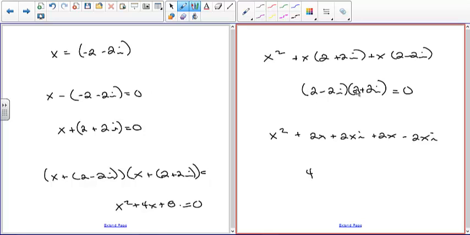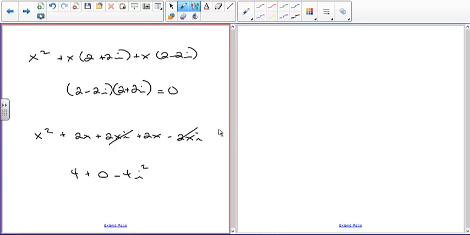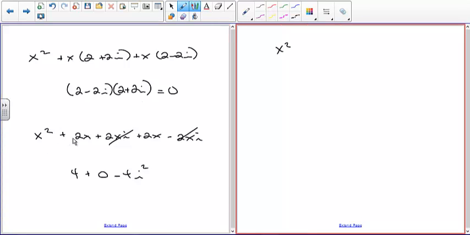Then you can use FOIL on this part. So you'll end up with 2 times 2, which is 4. Notice these are complex conjugates, so this times that plus this times that goes to 0. And then the last one is going to be 2 times 2 times negative 1, and then you have i squared. So finally, these cancel out. So 2x plus 2x, that's 4x. And then here, we're going to have this 4, minus 4 times i squared, and i squared is negative 1. And finally, we get 4x plus 8, because negative 4 times negative 1 is positive 4, and 4 plus 4 is 8. So there you go, check.